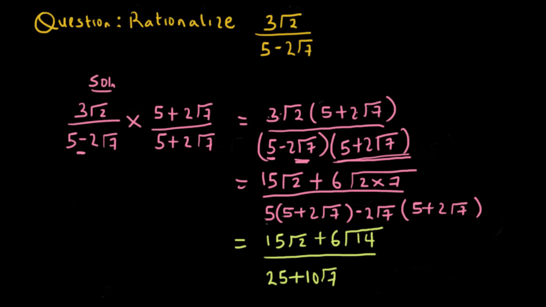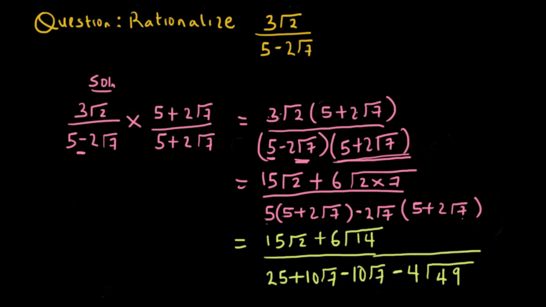Then we have minus 2 root 7 times 5. That will give us minus 2 times 5 is 10. So we have 10 root 7. Then we have minus 2 root 7 times plus 2 root 7. First, the sign. Minus times plus is minus. 2 times 2 is 4. Then we have root 7 times 7. That will give us 49.